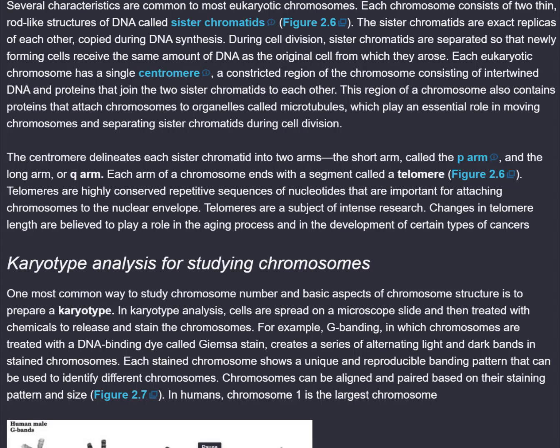Each eukaryotic chromosome has a single centromere, a constricted region of the chromosome consisting of intertwined DNA and proteins that join the two sister chromatids to each other. This region of a chromosome also contains proteins that attach chromosomes to organelles called microtubules, which play an essential role in moving chromosomes and separating sister chromatids during cell division.